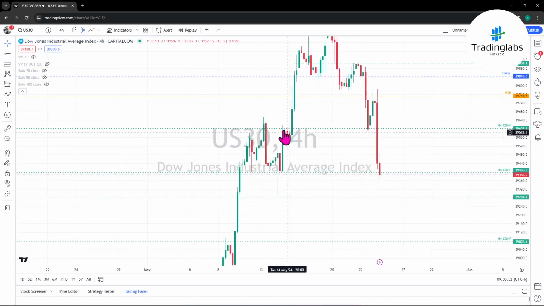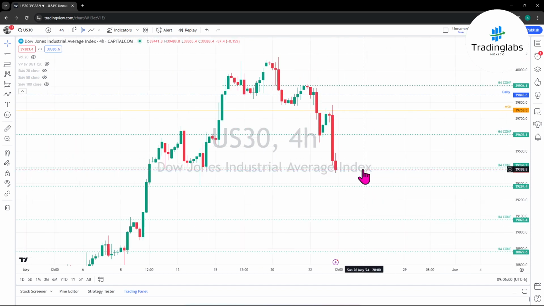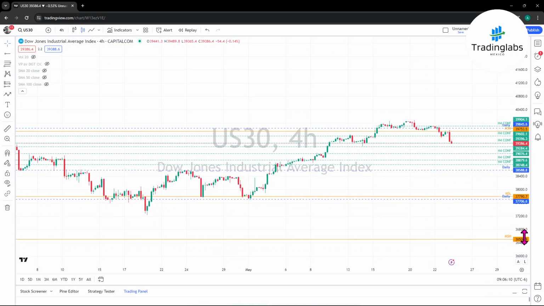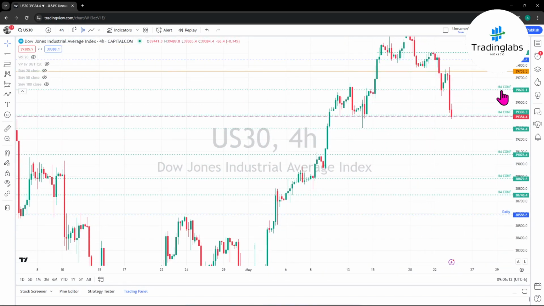For example, here in the support, it was a good long and closed here at the monthly swing high. Look at it. The market reached the monthly swing high and dropped down. It retested the monthly swing high and dropped down again. So you have to understand the chart itself, what the market did in the past.